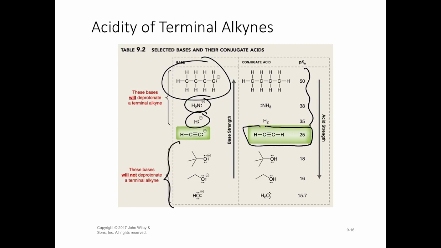However, these bases will not deprotonate a terminal alkyne to any appreciable extent because the conjugate acids that they make are actually stronger than acetylene. So remember, in an acid-base equilibrium, the equilibrium favors the side with the weaker acid. So if we used these in the acid-base equilibrium, the product acid would be stronger than the starting acid, so the equilibrium would not favor products.